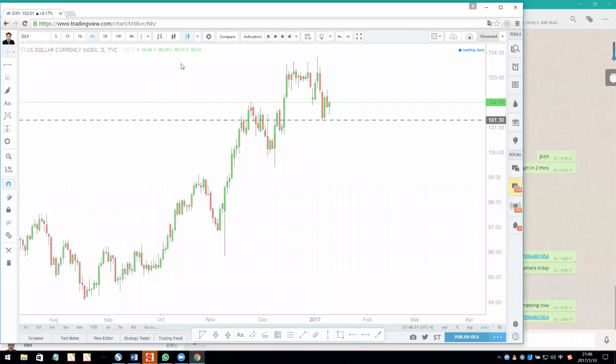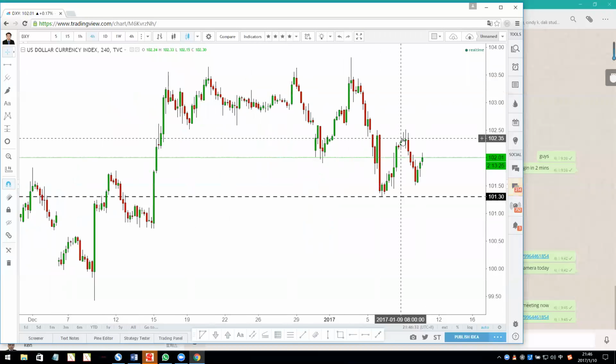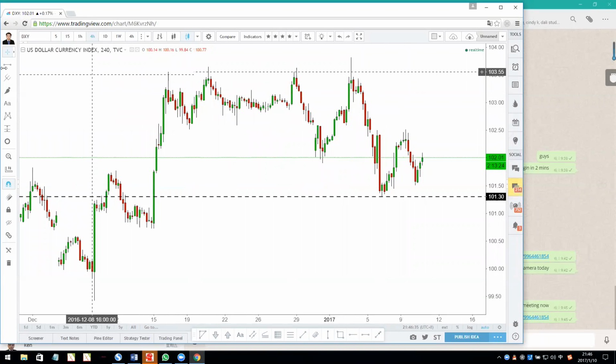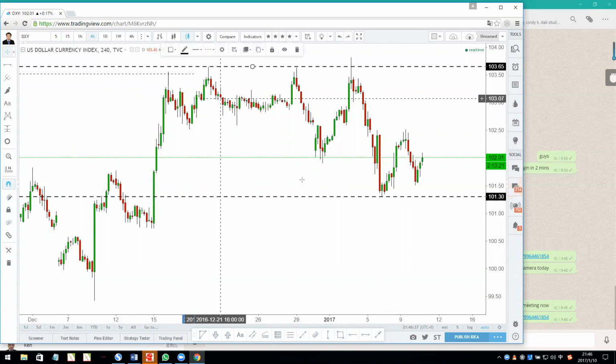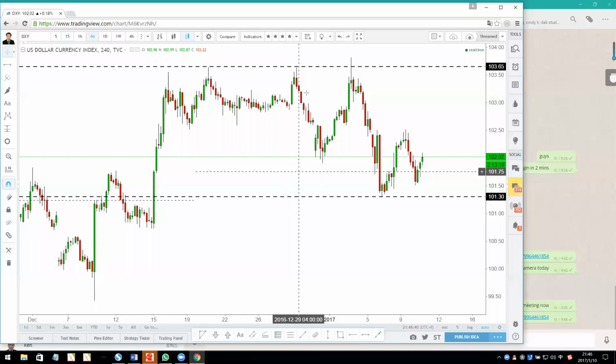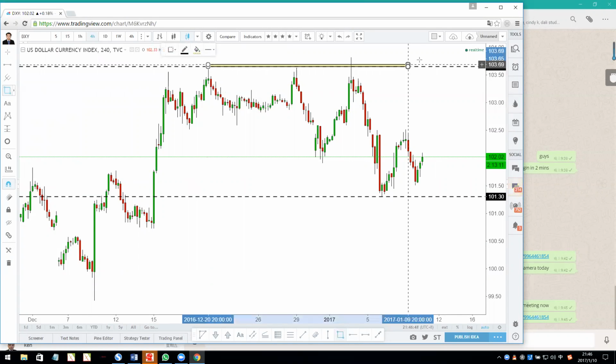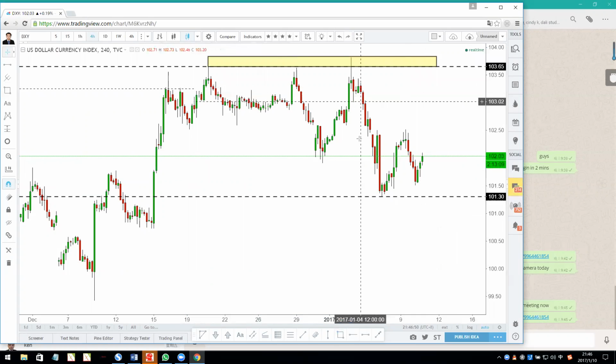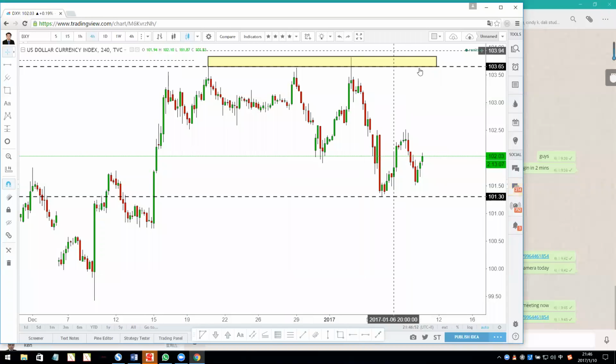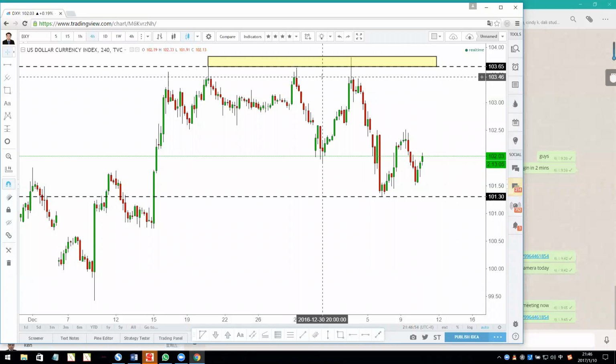Look at the 4-hour chart. What do we have? We need to clearly mark these two very important levels. The first one is 103.65, which is a recent high. Agree? So we agree that this is a recent high for the DXY, for the dollar.